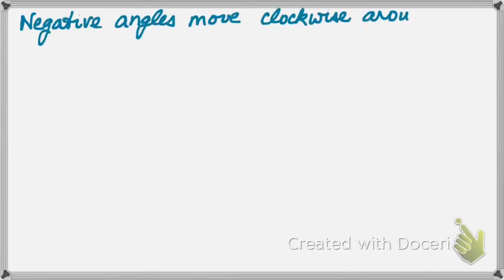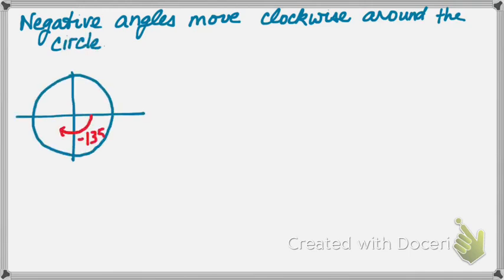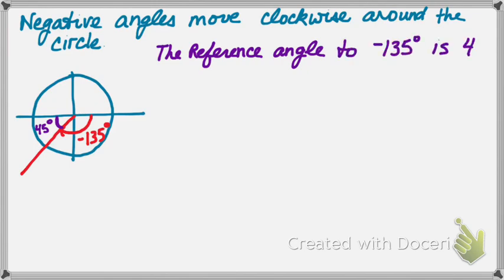How do I find the trig values for negative angles? Well, negative angles move clockwise around the circle. And so here is negative 135 degrees. Remember, we start from the positive x-axis, and for a negative angle, I would just move down and around. That makes an angle into the third quadrant, and we are 45 degrees away from the negative x-axis. And so we would say that the reference angle to negative 135 degrees is 45 degrees.